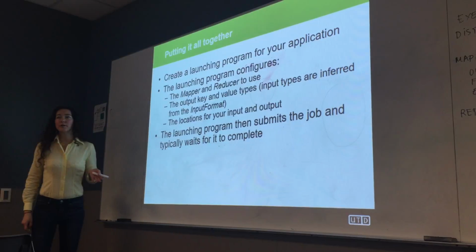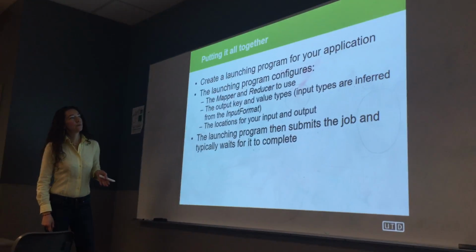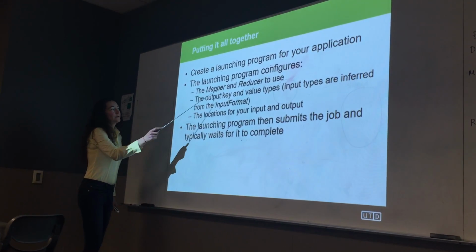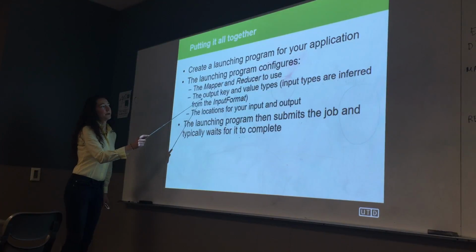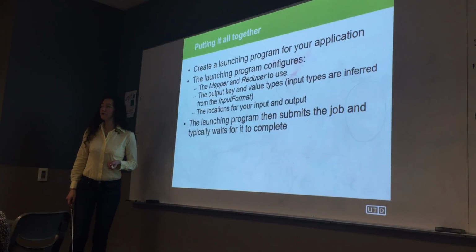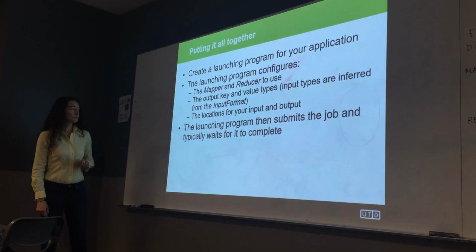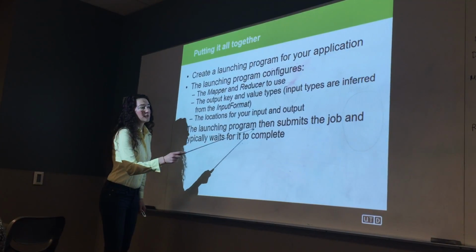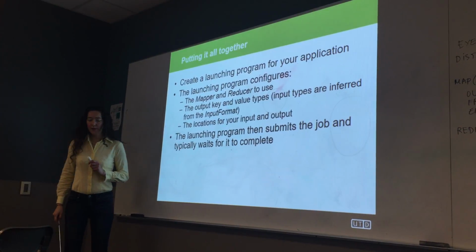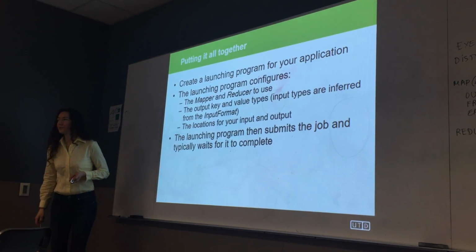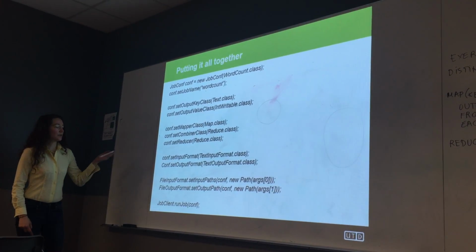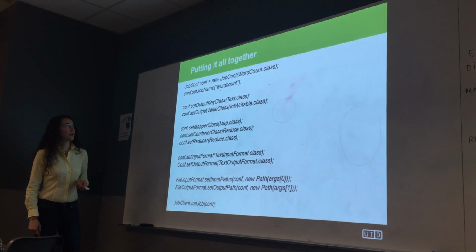So in order to run this program, we are creating a launching program for the application. The launching program will configure the mapper and the reducer, and the output key and value types, and also it will set the location for these outputs. After all these configurations are set, it will submit the job to the cluster and wait until it is completed. So that is all that happens. This is how we set the configurations.